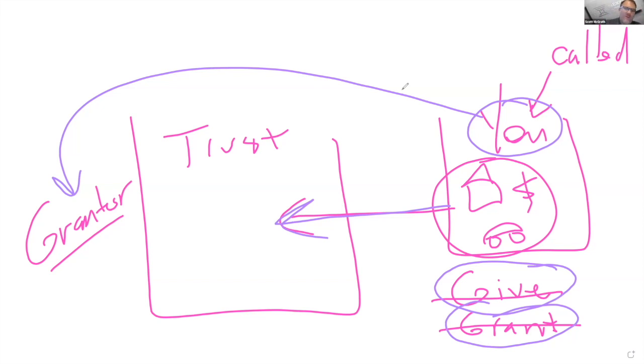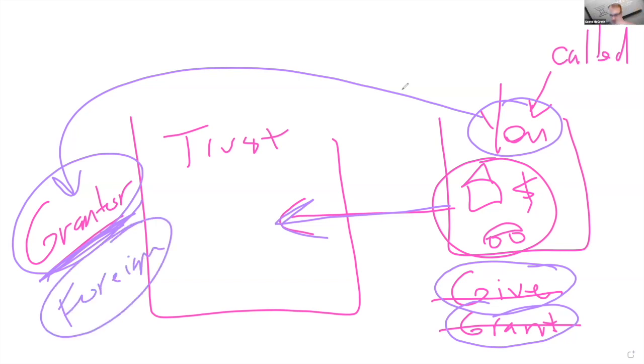You don't want to be the grantor. Why? On the IRS website, there is a page called the abusive trust tax schemes. The abusive trust schemes are always grantor trusts and they're always foreign trusts. They're always grantor and they're always foreign. So you don't want a grantor trust. Another reason you don't want a grantor trust.